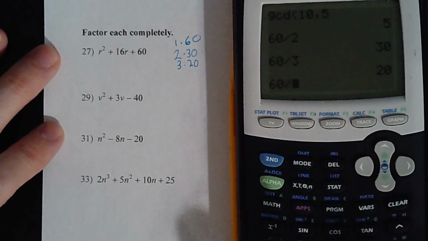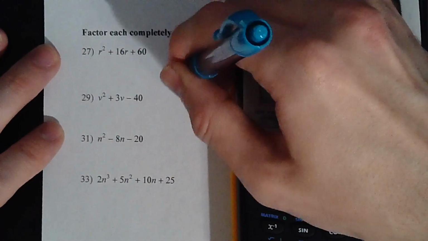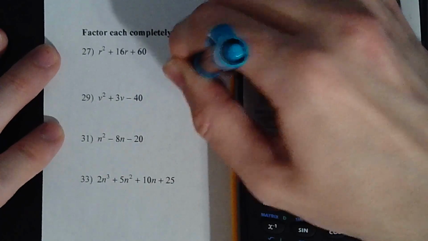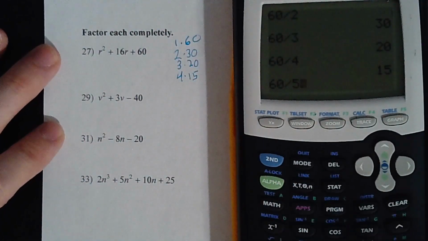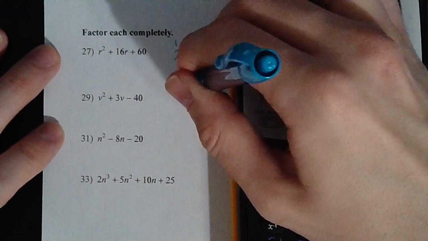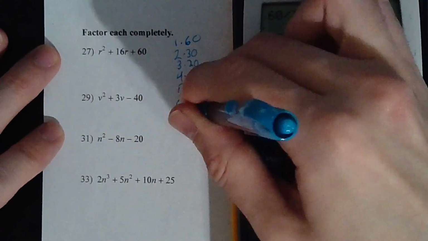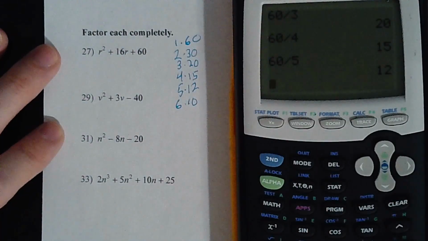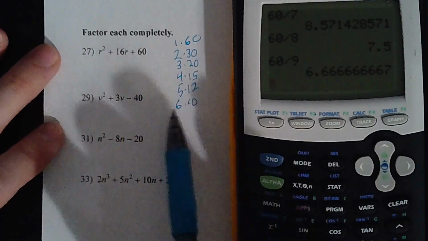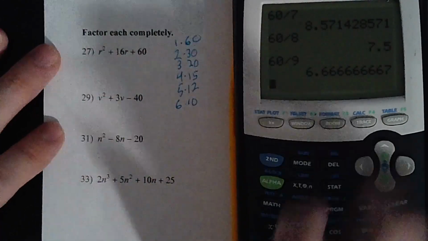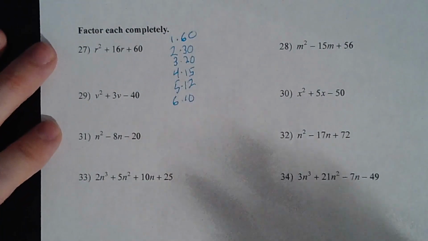I can do 60 divided by 4. That's going to give me 15. I got 60 divided by 5. That's going to give me 12. 60 divided by 6, hopefully you can do that one in your head. 60 divided by 7. Oh, I get a decimal number. That means it's not going to work out for us. 60 divided by 8 maybe. Oh, decimal number. 60 divided by 9. Oh, decimal number. But I can stop next because I already wrote 10 down, so I can be done. So I've written down every single possibility.